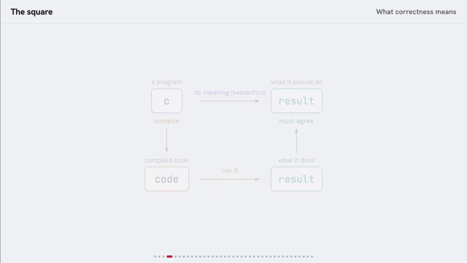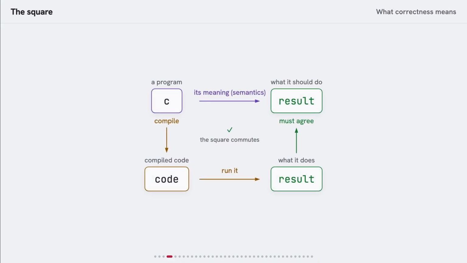So, what do we mean when we say a compiler is correct? There are a few ways to model that. This is a common one, called a commuting square. On the top edge is the language semantics. You run it, you get a result.